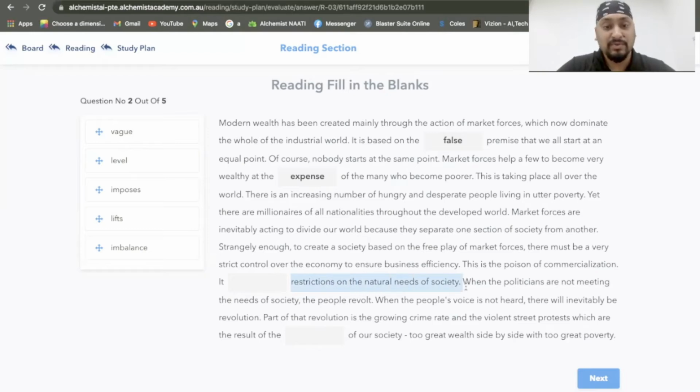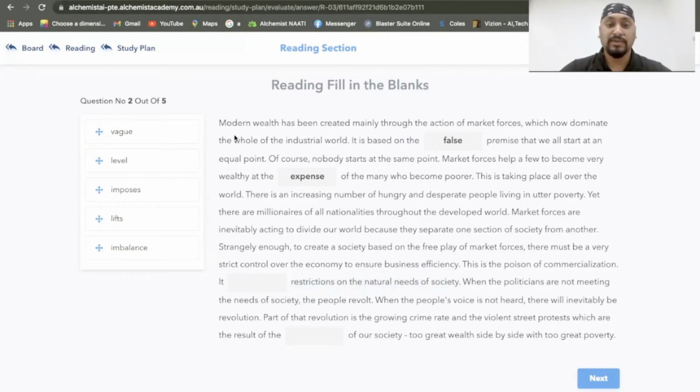It dash. Okay. So we are missing an entire verb in this sentence. So the verbs were imposes, we've got lifts, and we may use, let's say, imbalances as well. Can I say it imbalance restrictions? No, because it doesn't sound correct. If I go with this, it lifts restriction or it imposes restrictions. Either one of them should be right.